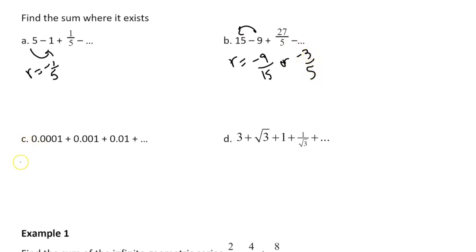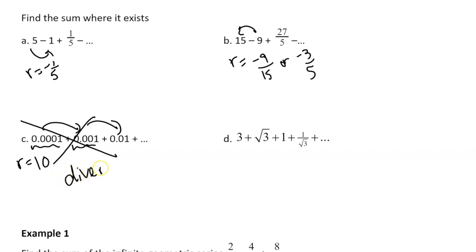Part C would have a common ratio of, this is getting bigger. We're timesing it by 10 each time. If you were to take this value and divide it by this, you would get a common ratio of 10, and that means that would be diverging, which means you can't calculate its sum, so you're done with the question. It can't be calculated. It would just get out of control and reach infinity.